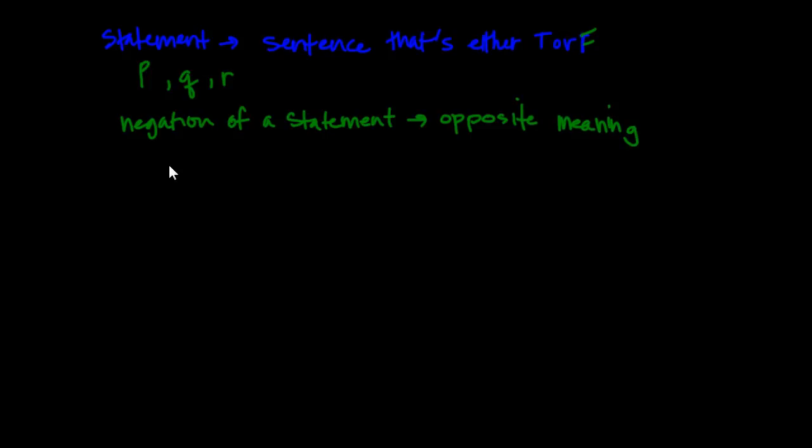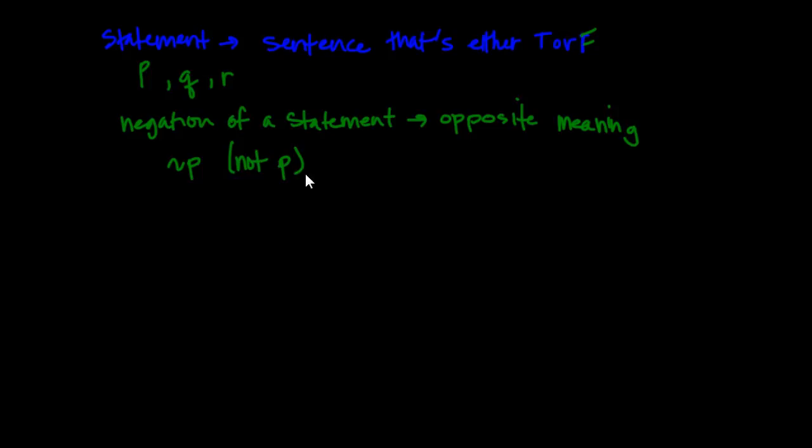And its symbol, or the way it's written, is like a little squiggly in the front of that. So kind of like the top part of the congruent sign, but it's just one of them. So that means we read that not P, not P. And it could be not P, not Q, not R. That's the way we read it.